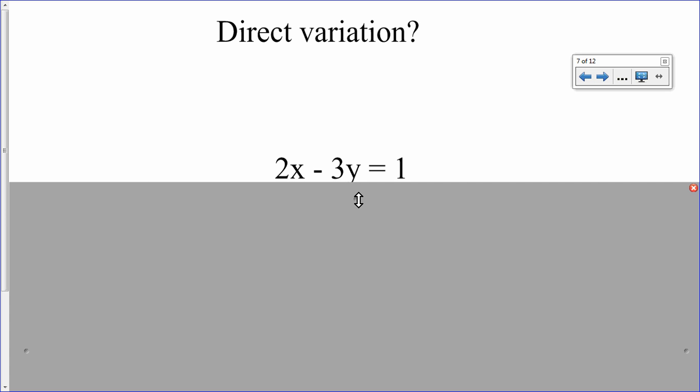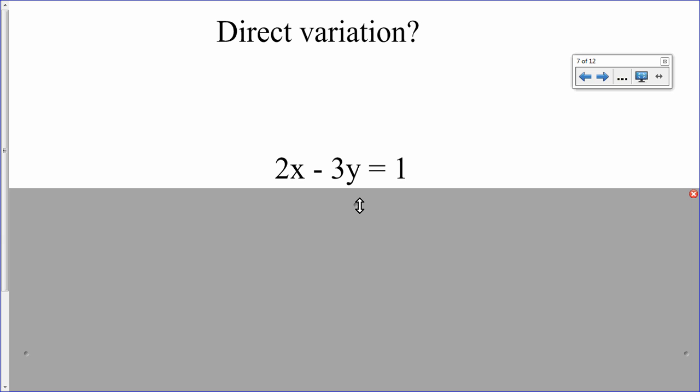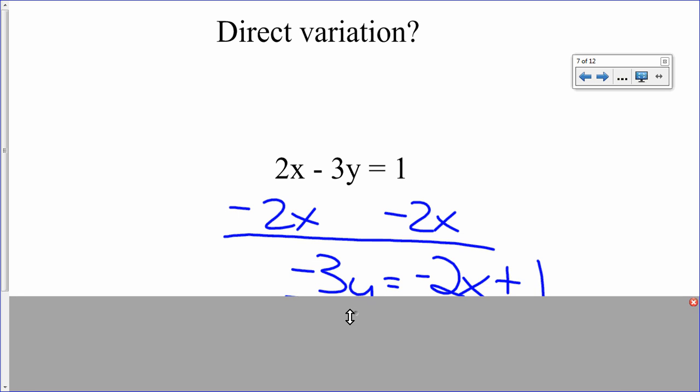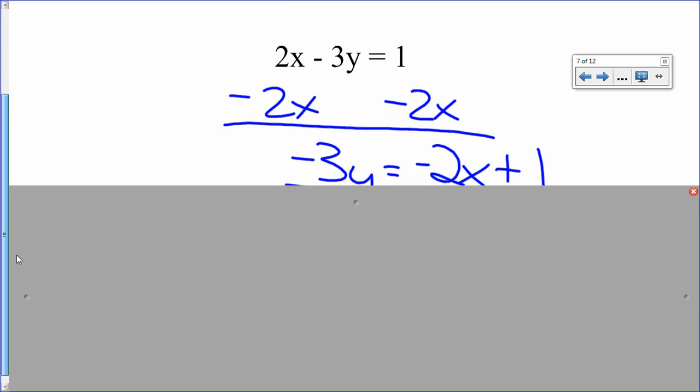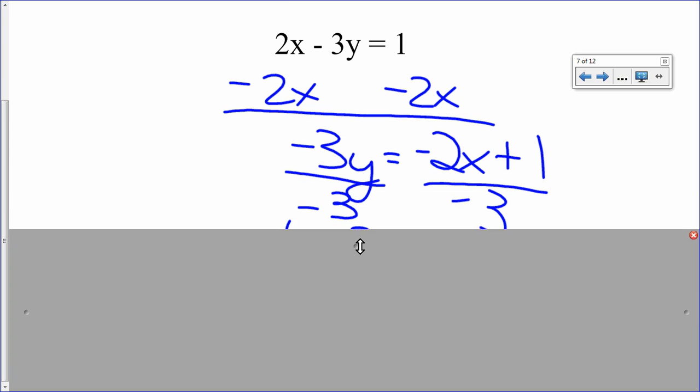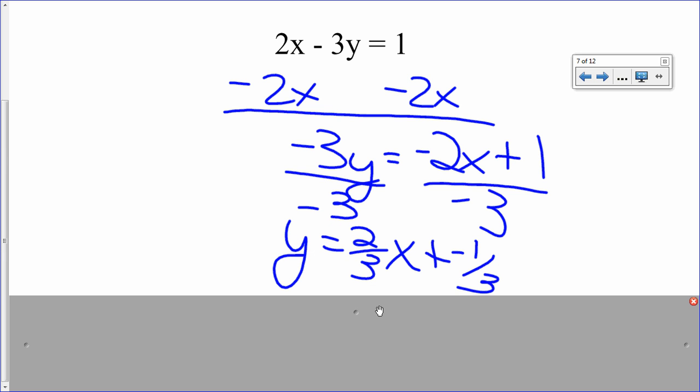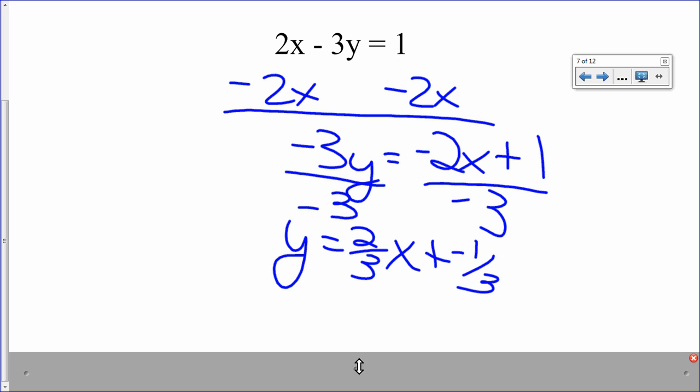What about this one? 2x minus 3y equals 1. Again, we need to change our format for this and get y by itself. We're going to subtract 2x from both sides, and we end up with negative 3y equals negative 2x plus 1. We're going to divide each side by negative 3. And our equation is y equals 2/3 x plus negative 1/3, or minus 1/3 if you prefer. This is not direct variation form. So the answer to this would be no.